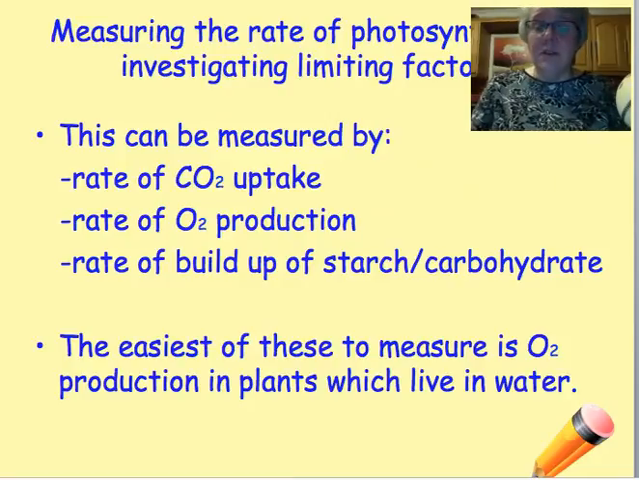So we could do something like measuring the rate of carbon dioxide uptake, how quickly that happens, and to do that we need to be using something like a carbon dioxide probe. So again, that's quite a tricky thing to do. So one of the easiest ways to measure the rate of photosynthesis is to measure the amount of oxygen that's produced in a plant. I mentioned in the first video that we could use an oxygen probe to do that, but there's another way which is really quite easy and simple and straightforward, and that is to measure how much oxygen is produced by a plant which lives in water.